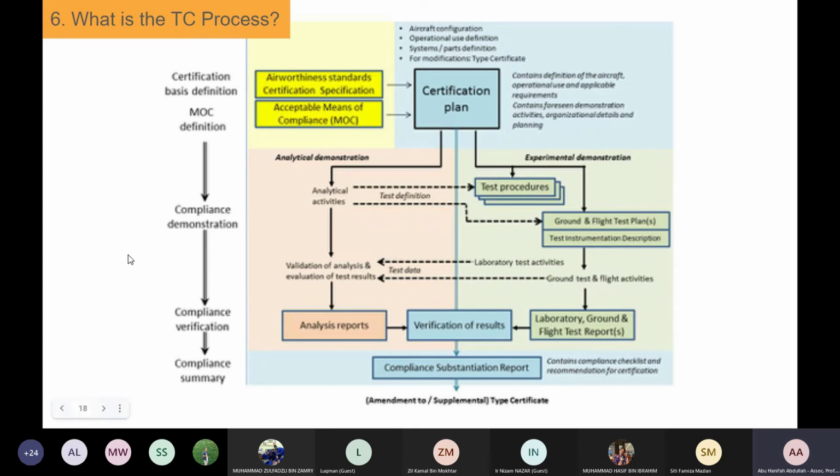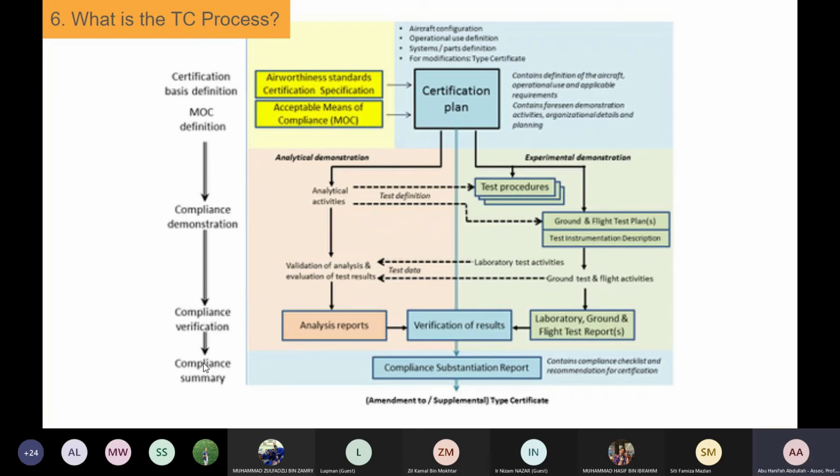This is what EASA has been doing. Like I said again, certification basis definition, that is the airworthiness code inside here. Means of compliance, how you show compliance. Compliance demonstration, you demonstrate the compliance. In compliance verification, after you demonstrate, you write the report, and then your compliance is verified. And you have a compliance summary and compliance checklist document. So those are the processes.